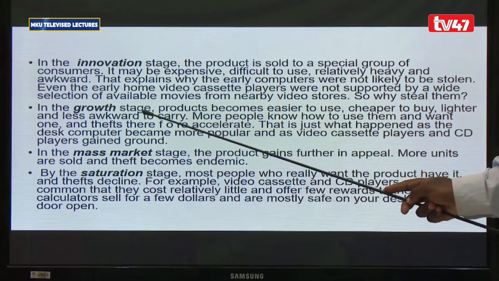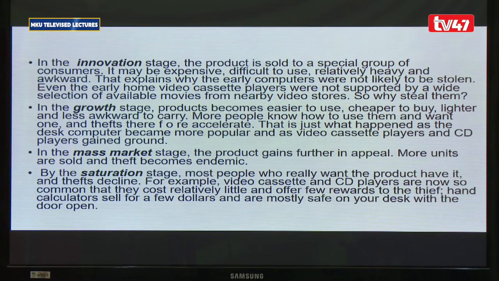Then the second stage is growth. Now things are already in the market, and you can start to understand how they are being used. So they become easier to use, they become cheaper, and being heavy and awkward is no longer a problem because they are much lighter. This is where laptops will come in. Then you have the mass market, where this product becomes more popular. There are more units in the market, and hence the theft of this product increases the most.